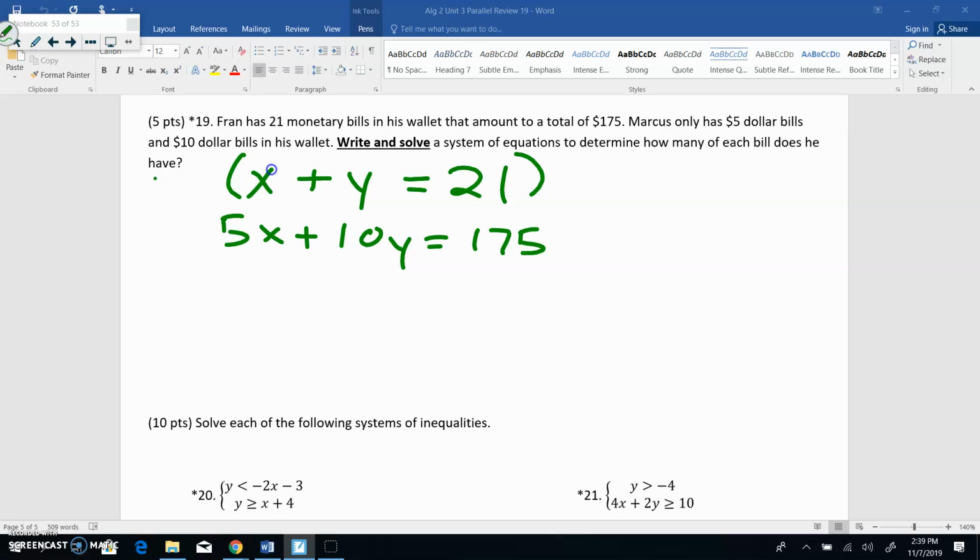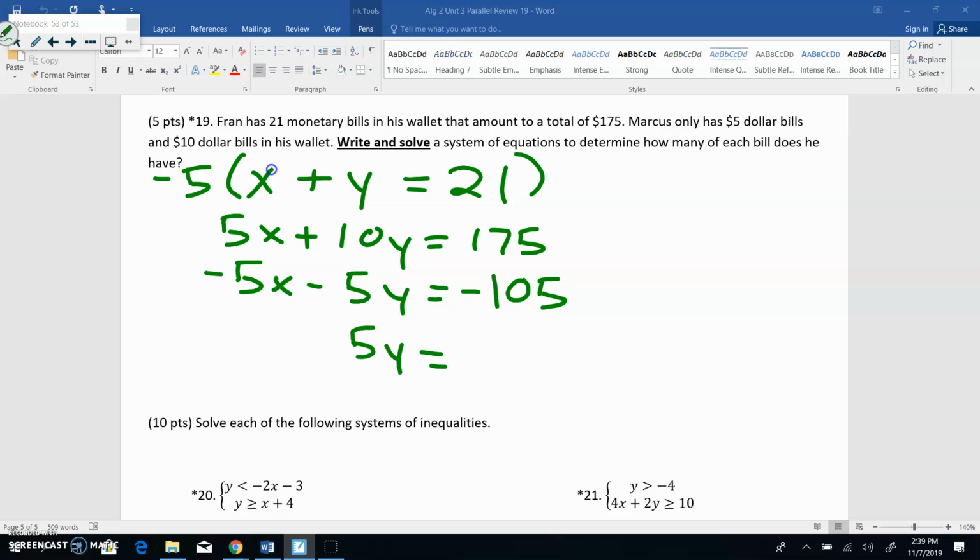I'm going to eliminate my x's, so I'm going to multiply by negative 5. When I do that, I am left with negative 5x minus 5y is equal to negative 105. Do your subtraction, 5x minus 5x is 0, there's your elimination. 10y minus 5y is 5y. 175 minus 105 is 70. That is going to leave me with y is equal to 14.